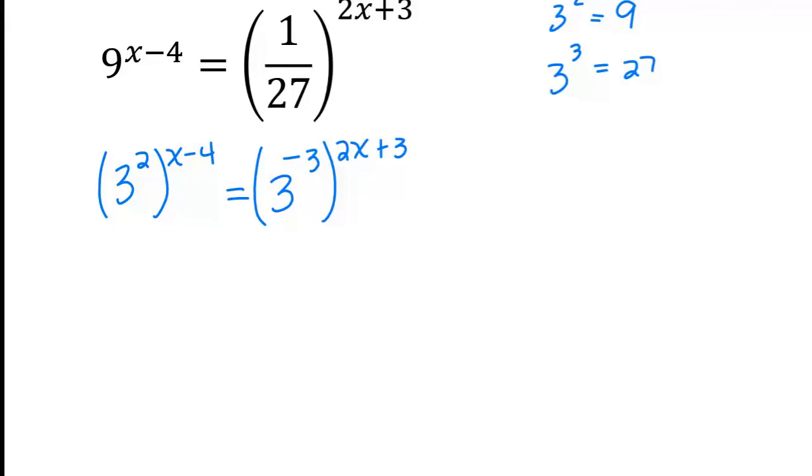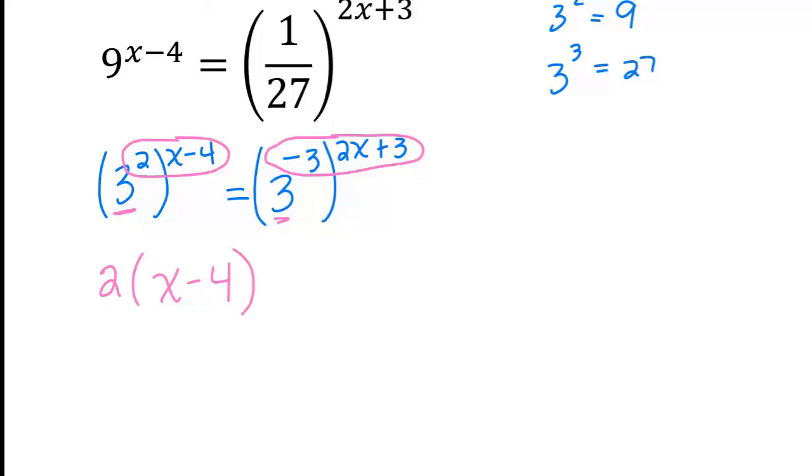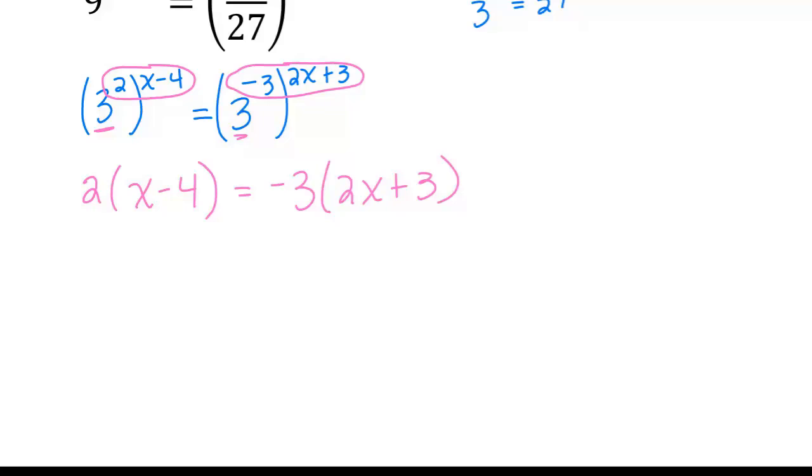Okay? And then again, now my bases of 3 are equal. So then I can take the exponents and make them equal to each other. But because it's a power to a power, we multiply, right? So this is going to be 2 times x minus 4 equals my negative 3 times 2x plus 3. And then we're going to have to distribute on each side.